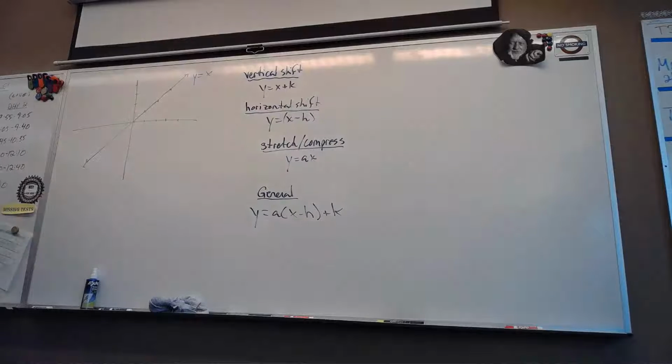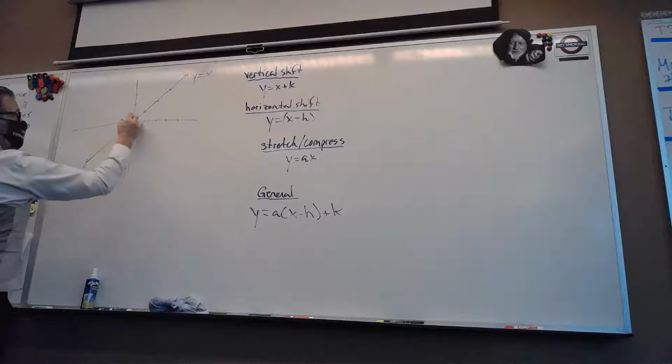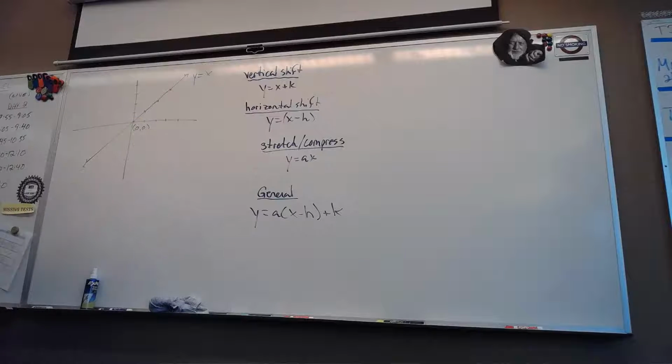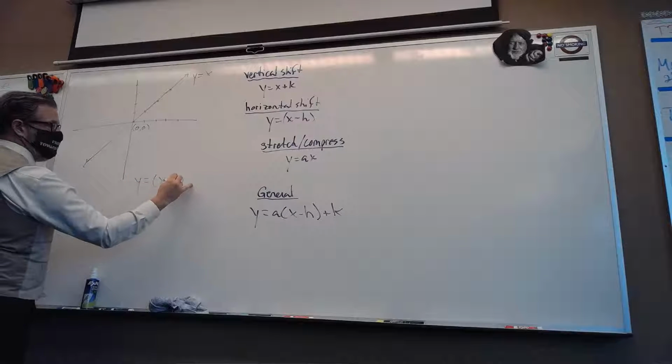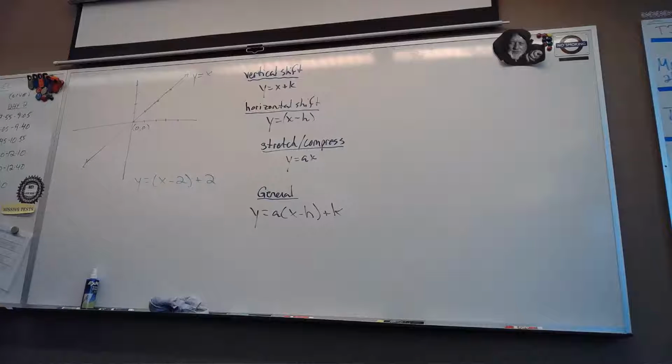Where's the locator point? The origin. Agreed? Locator point right now is at 0, 0. So I want to move this graph 2 to the right and up 2. So the equation of my new graph is y equals x minus 2 plus 2. No, it is not y equals x. It is y equals x minus 2 plus 2.